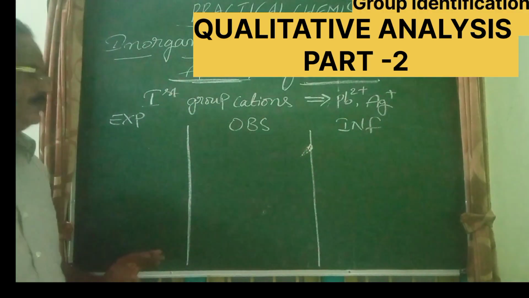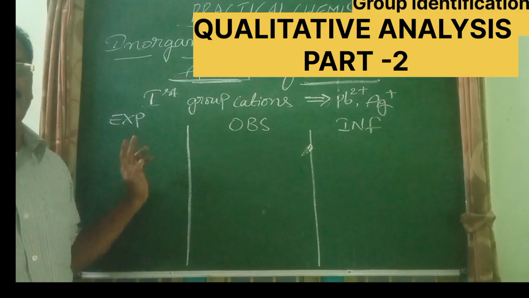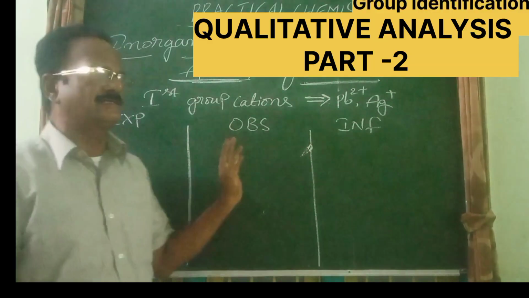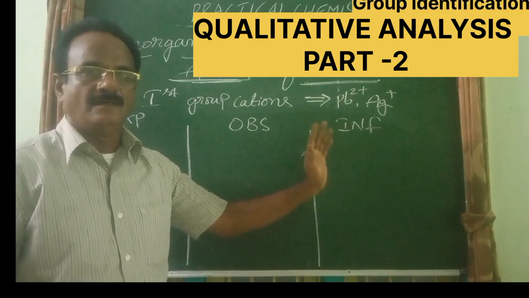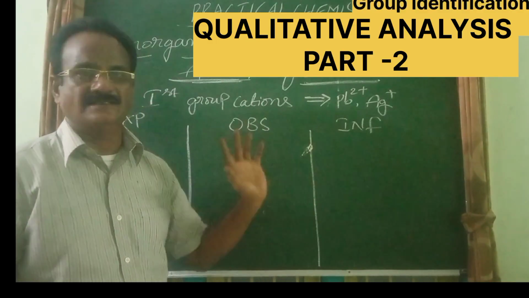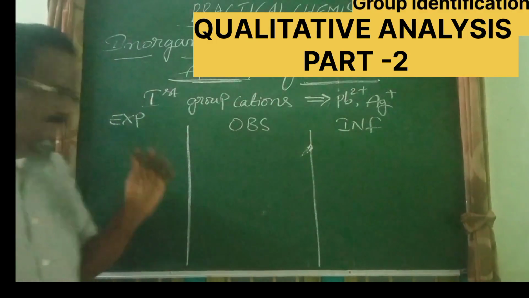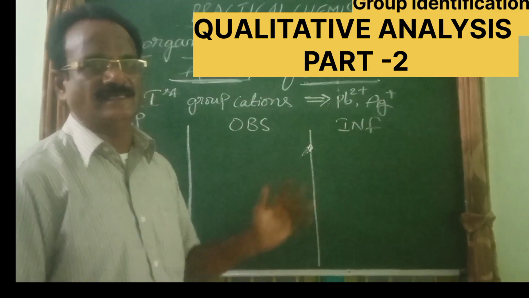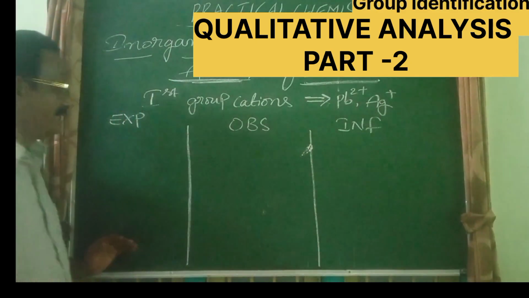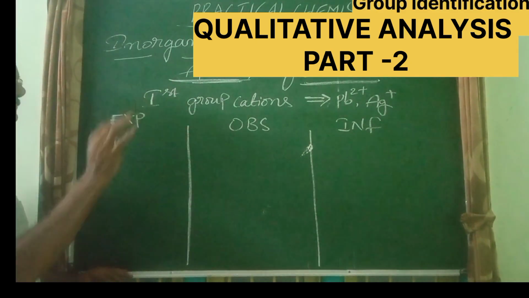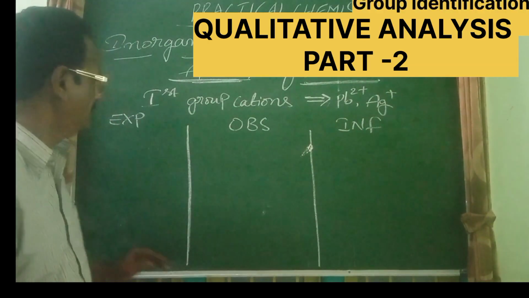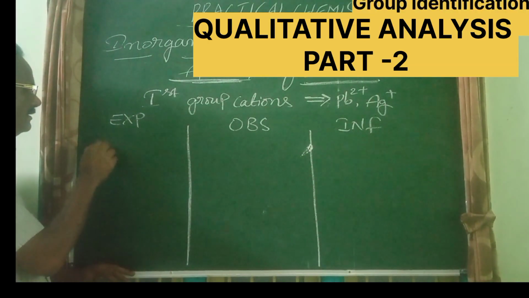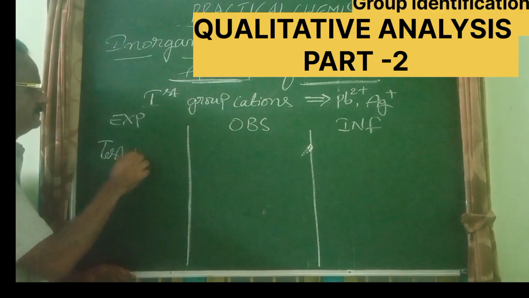In this table, EXP is abbreviated for experiment, OBS for observation, INF for inference. Inference means, simply speaking, result. Now let us see the test for identification of first group cations. See here, test with dilute HCl.